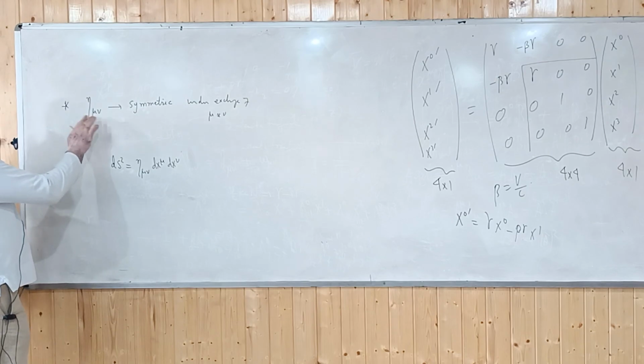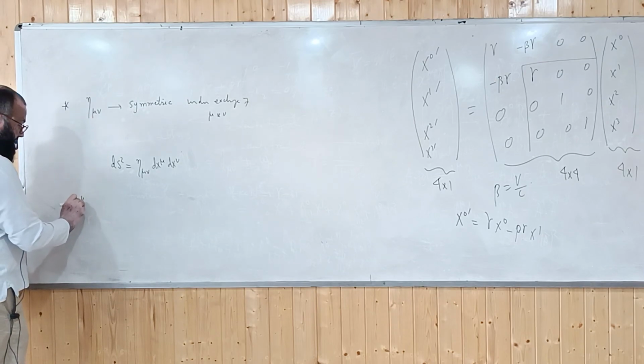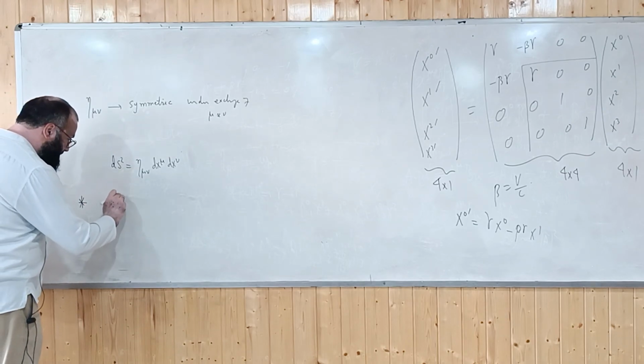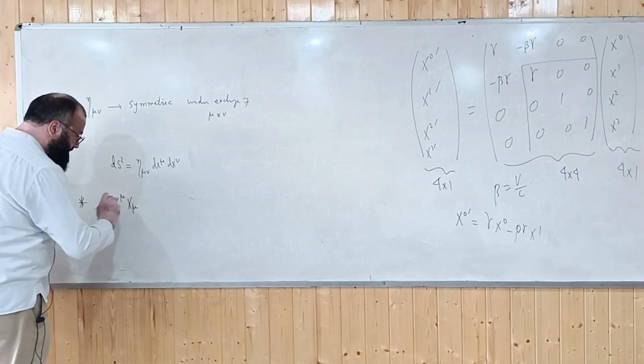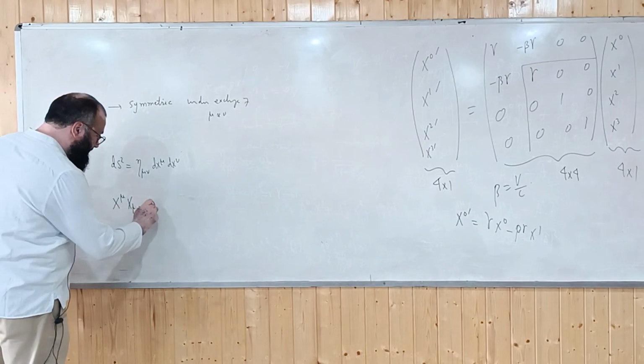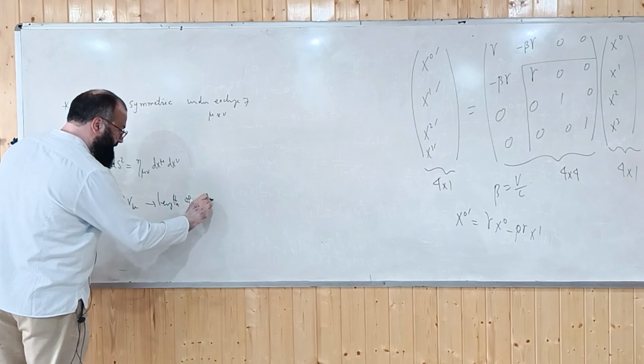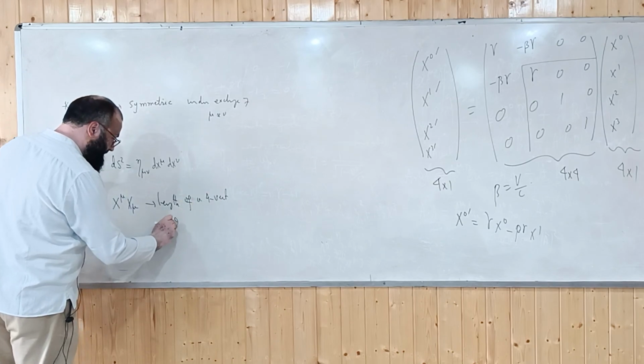Next, let's try to figure out its inverse. Before that, I have this kind of object x mu and x mu. This is the length of the vector. Length of a vector. Okay? It is a scalar.